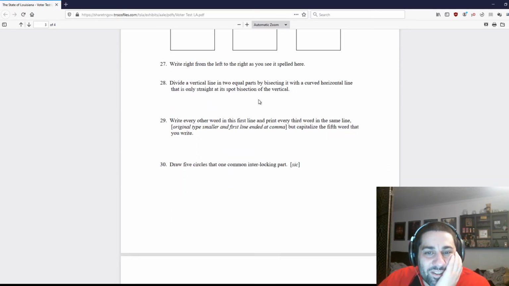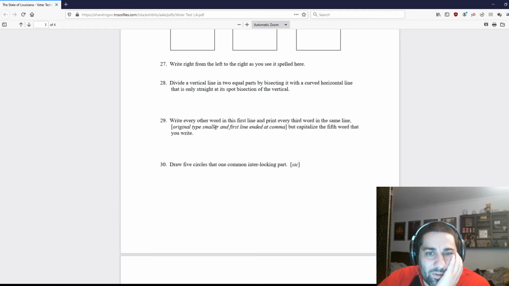Write every other word in this first line and print every... Right? Print every third word in the same line? Okay, I think they mean, like... I feel like this would be an old question where they want print versus case sensitive. Am I reading this correctly? I think it's case sensitivity, right? I think so, yeah. Like script versus non-script or something? Write every other word in this first line and print every third word in the same line.